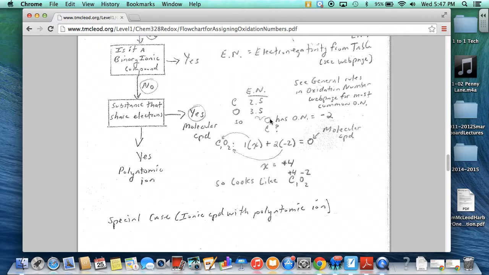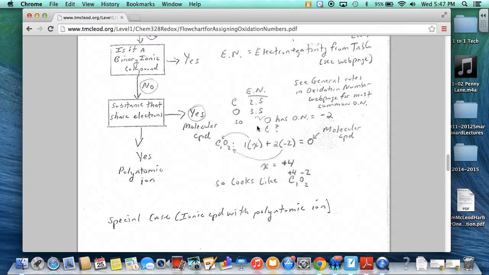So you look to see oxygen has the highest electronegativity. It's going to be the negative oxidation number. So therefore it's going to be minus. And the most common charge for oxygen is 2. So it's minus 2. So the oxidation number for oxygen is minus 2. Okay? Now, how do you find the carbon, the positive one?